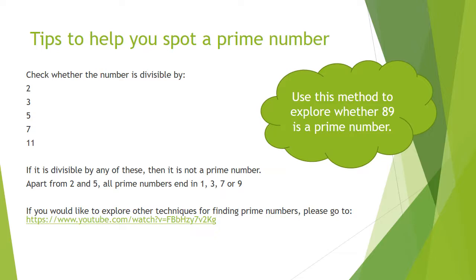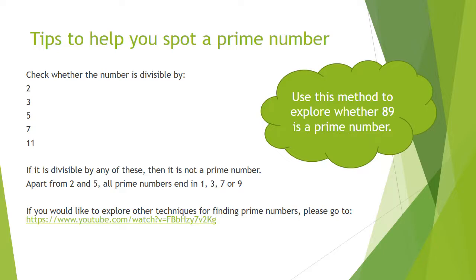Or if you know that 90 is in the 3 times tables, then you'd already know that 89 can't be in the 3 times tables. Is 89 in the 5 times tables? Well, all the numbers in the 5 times tables end in 0 and 5, so we know it's not. 7 times tables. So one way that you could use to help you with this is you know that 7 times 12 is 84. So 89 can't be a multiple of 7.